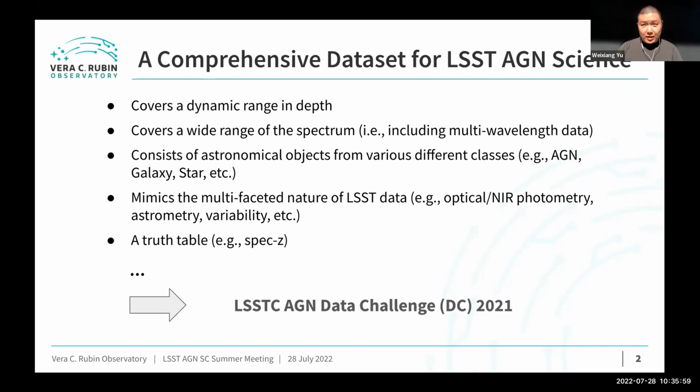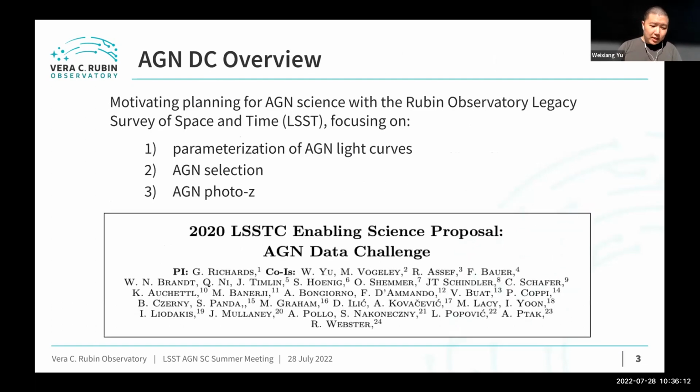The data challenge data sets were actually our initial attempt to construct such a data set and to make it available to the community for testing. To refresh your mind, the AGN Data Challenge was initiated to motivate planning and preparatory work for LSST AGN science, with some focus on 3 main areas: parameter regression of AGN light curves, AGN classification, and photo-z estimation. I would like to give a shout out to those who have co-signed this proposal. Without your support, the AGN Data Challenge wouldn't have existed.